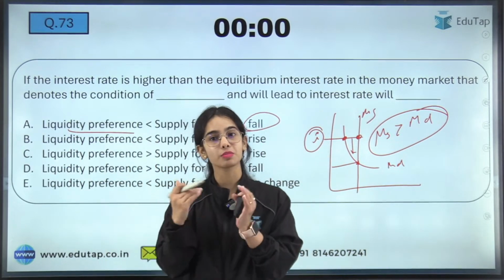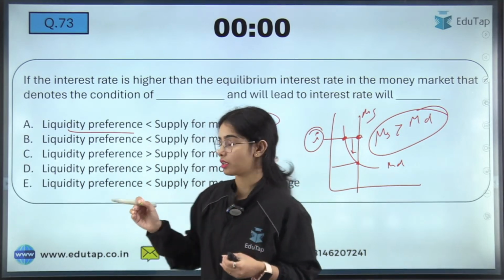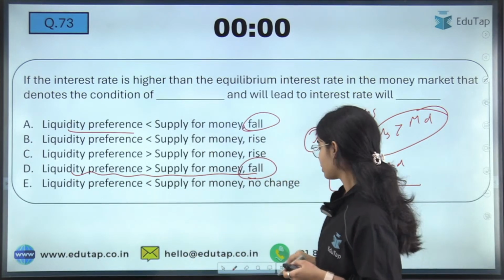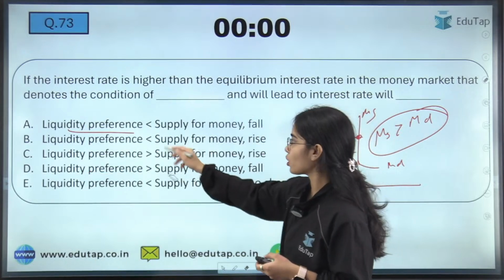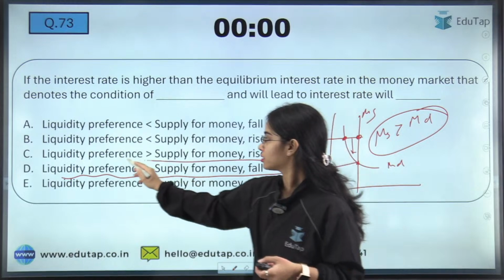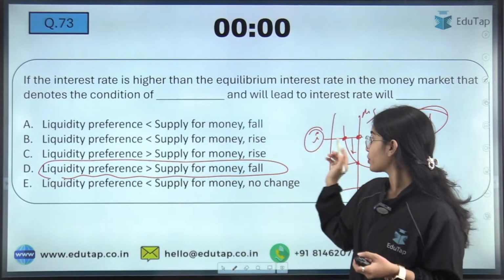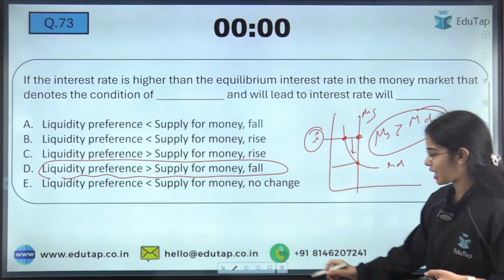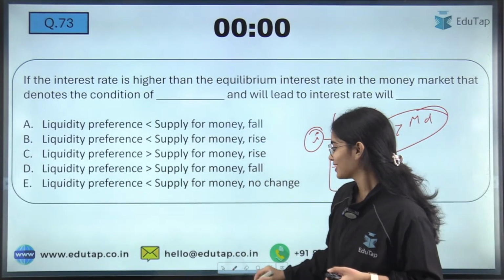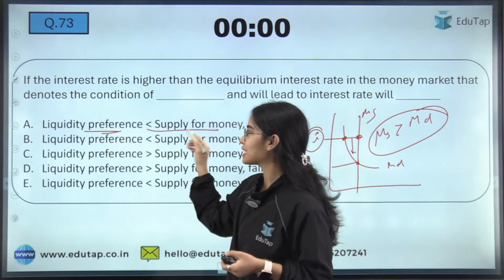Liquidity preference, that is demand for money, is higher than the supply of money, so there will be a fall that will come in the liquidity preference. I was saying right. You people made me confused by saying DDD. Sorry, liquidity preference will be less than the supply of money.